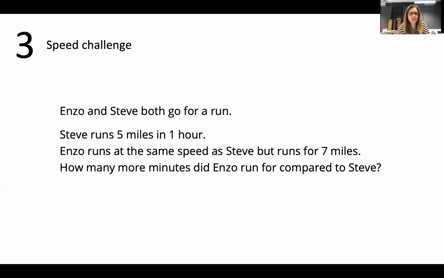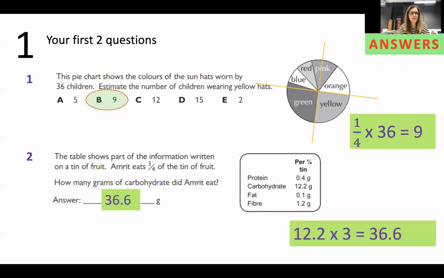Okay, let's go through the answers. First question. Okay, so hopefully you can see I've put some lines in here to assist. The yellow is approximately, it says to estimate, it's approximately 1/4 of the whole amount. The whole amount is 36. So 1/4 of 36 or 36 divided by 4 gives us 9.